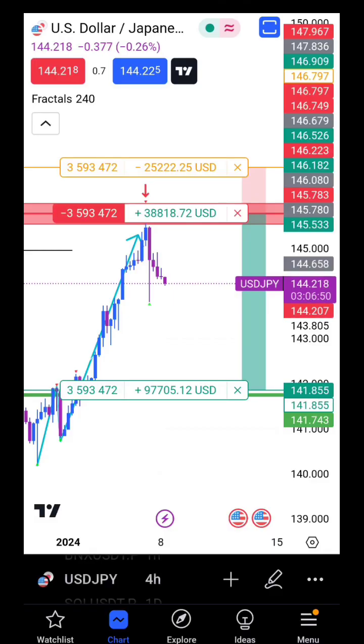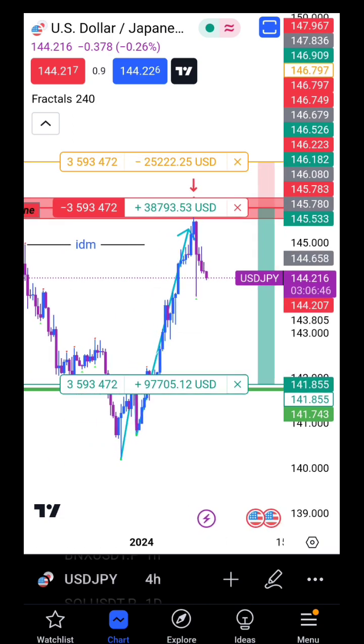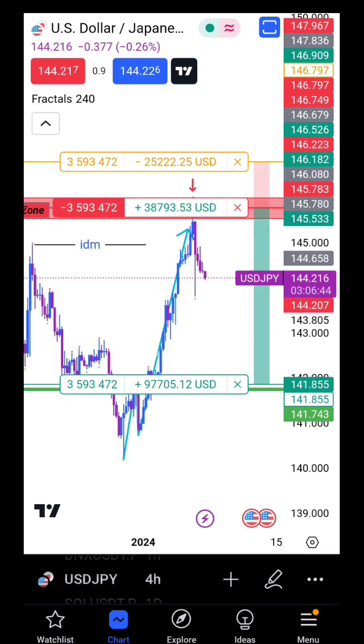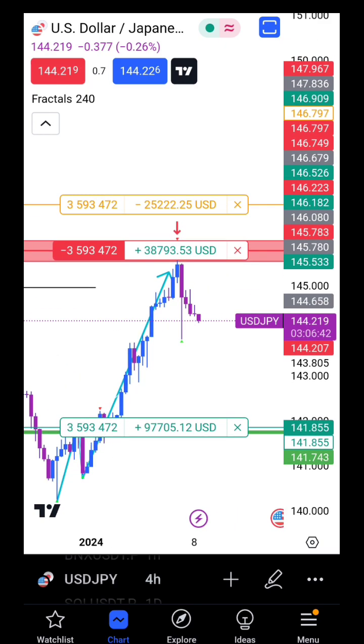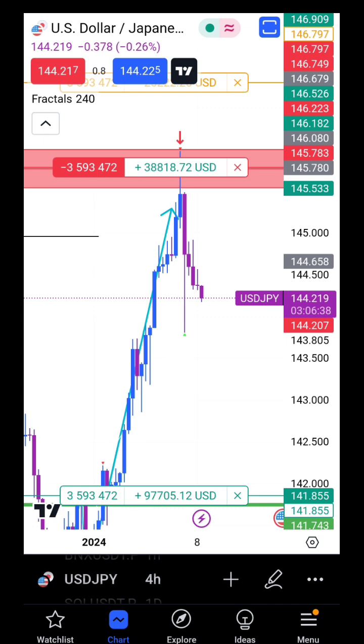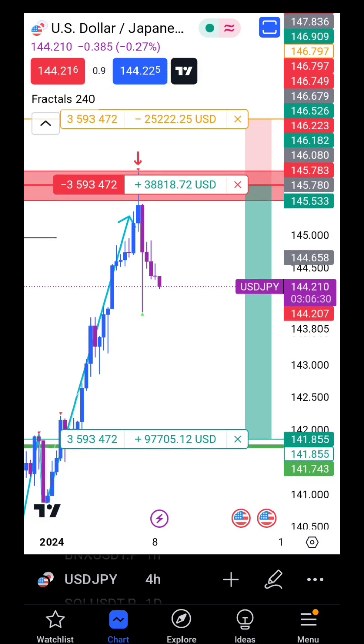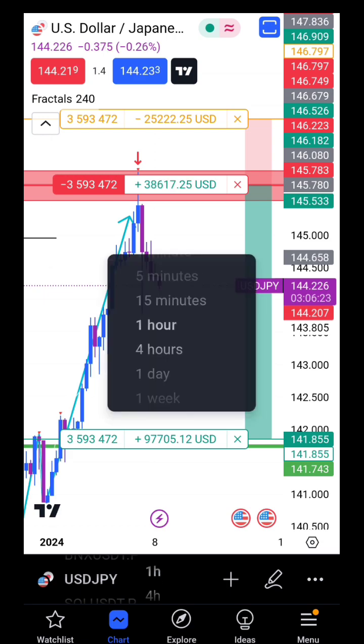Here, as you can see, price came to our entry, just picked it up and reversed in our direction. As you can see, we are already in profit. Now this is a demo account, and if this were a real account, this is good money, good profit. So there you have it. This is how we make profit.